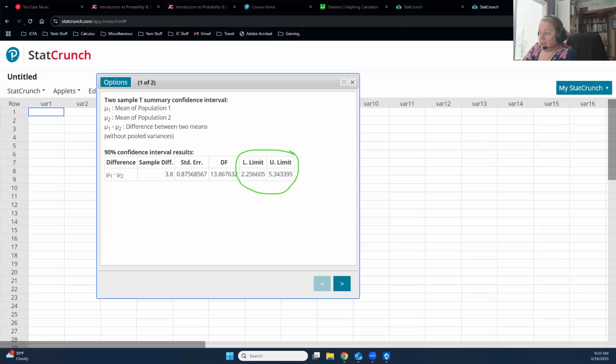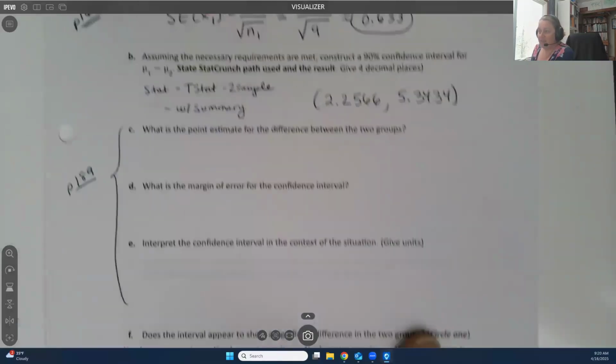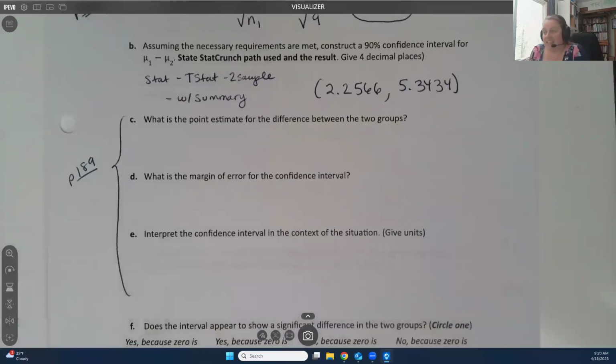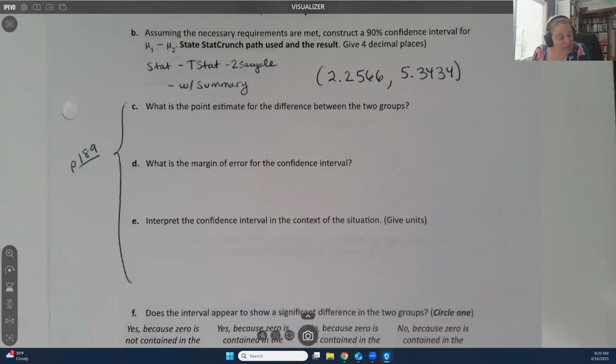Good. I had never even thought of doing that. So thank you. Because I didn't realize that was a thing that, I mean, I know it's there, but I know it's different. So I know it's not what I was asking for. All right, everybody good? Stat, t-stat, two sample with summary.